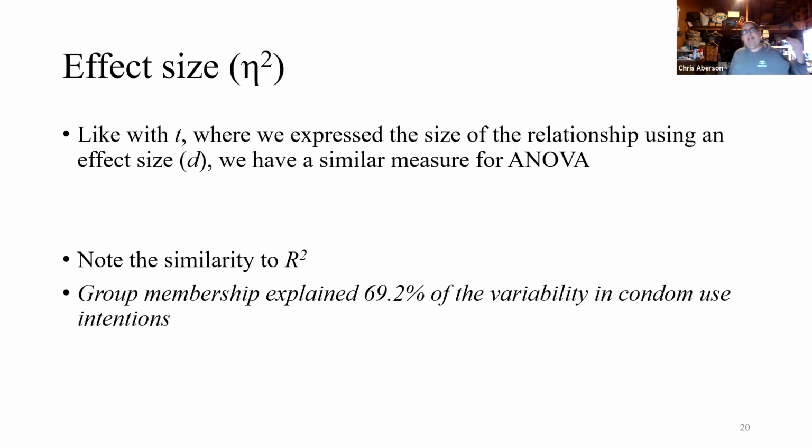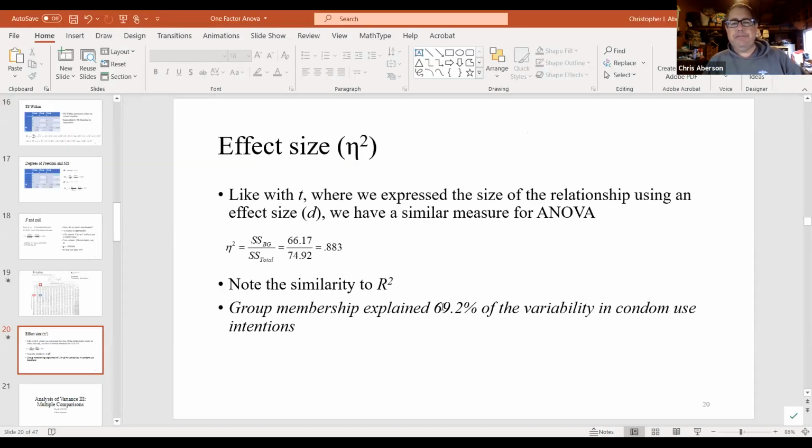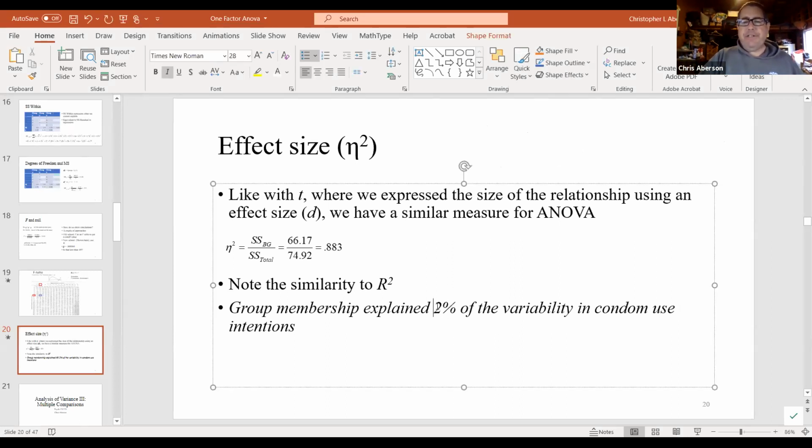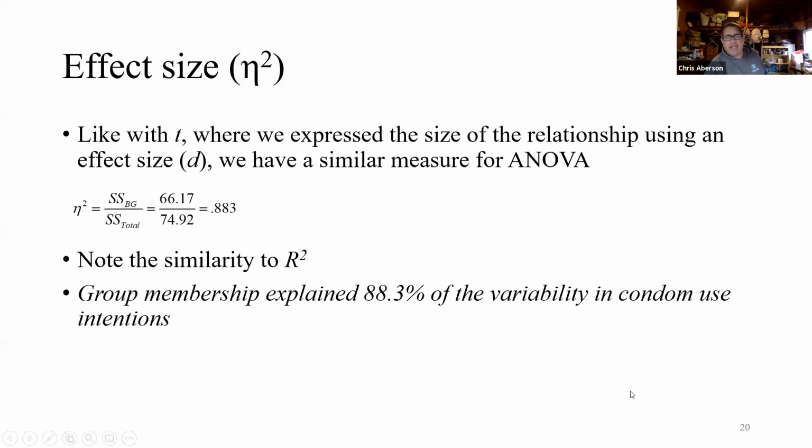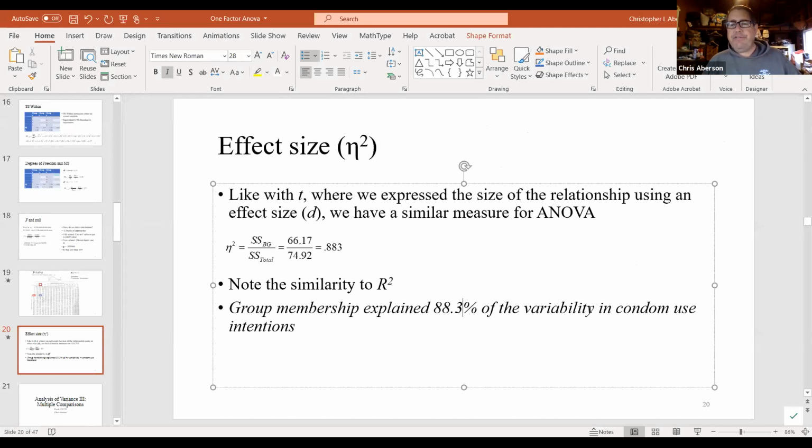All right, the effect size, eta squared, that's the Greek symbol eta. Like t, where we express the size of the relationship using an effect size, we have a similar measure for ANOVA. It's on a completely different scale. And we can see we have 88.3 in this case. For some reason that was represented with the wrong value there, and now that's fixed. So group membership explains 88.3% of the variability in scores.